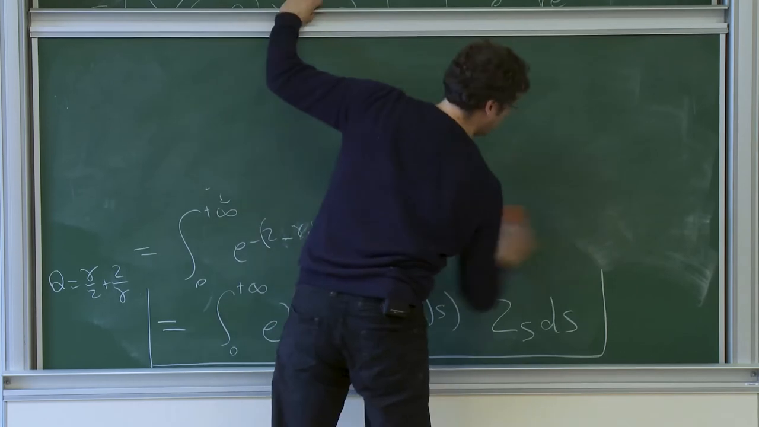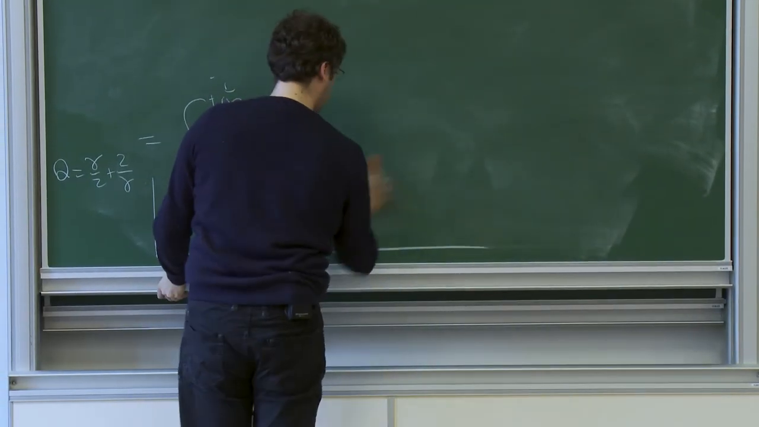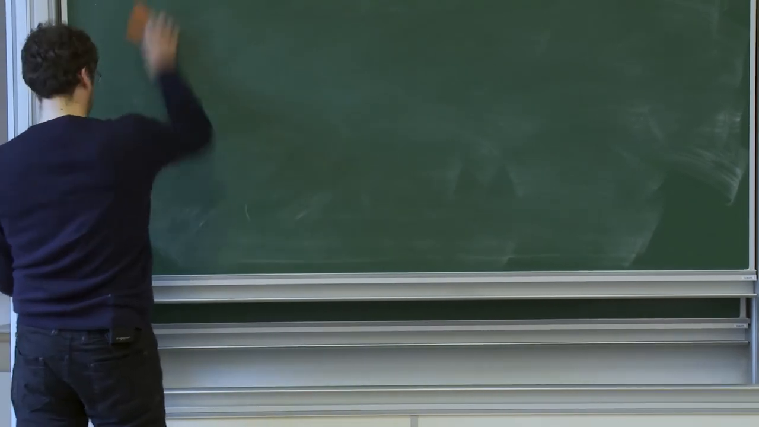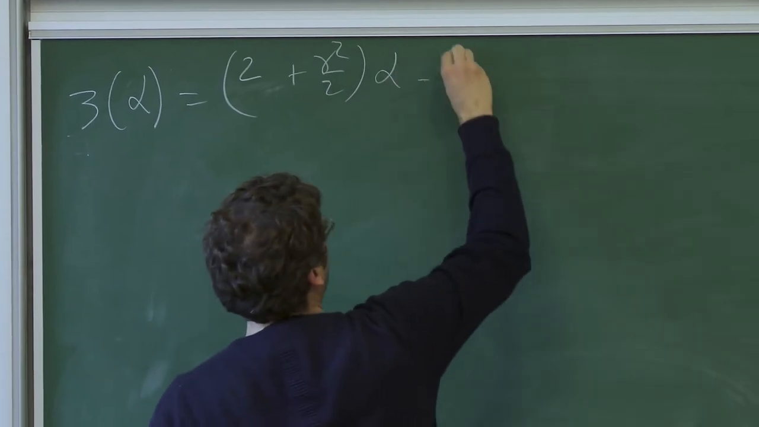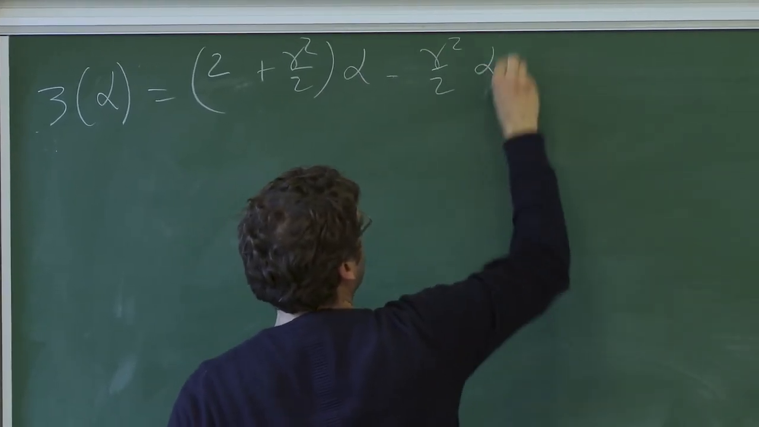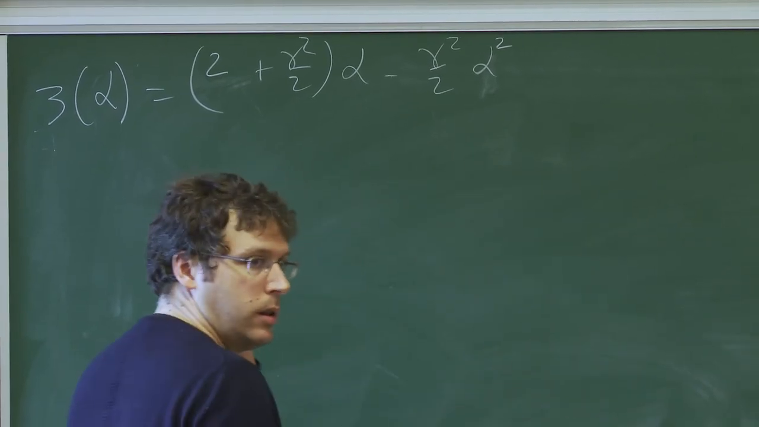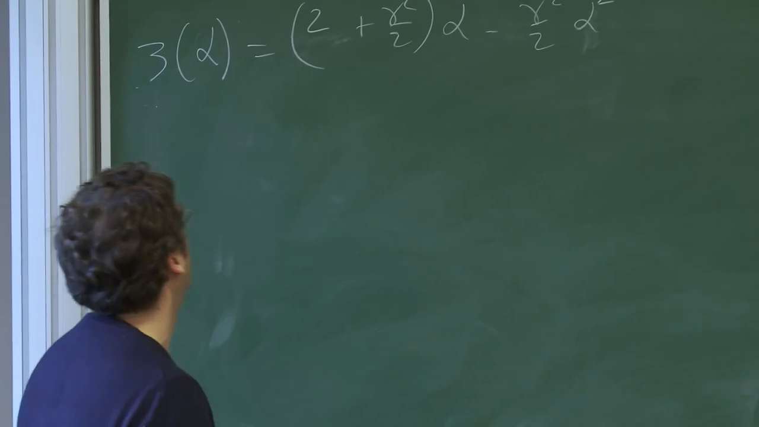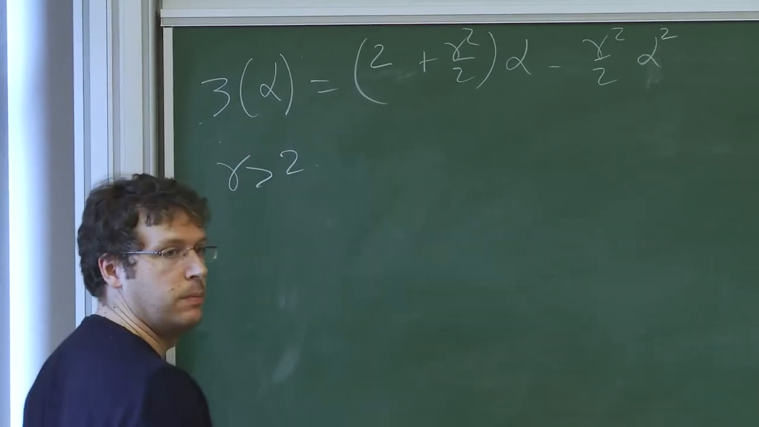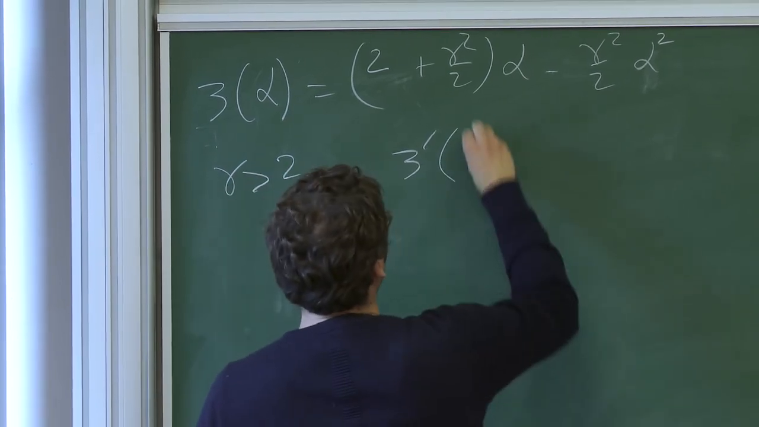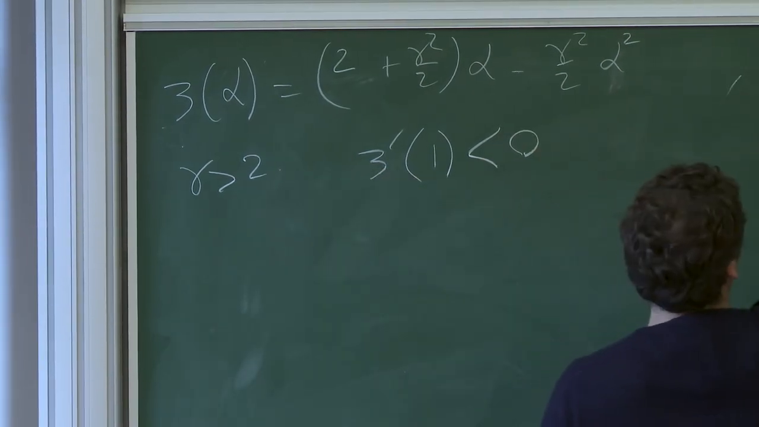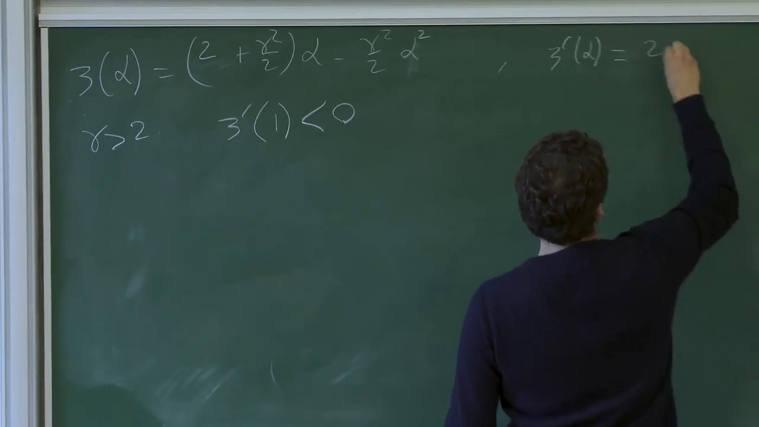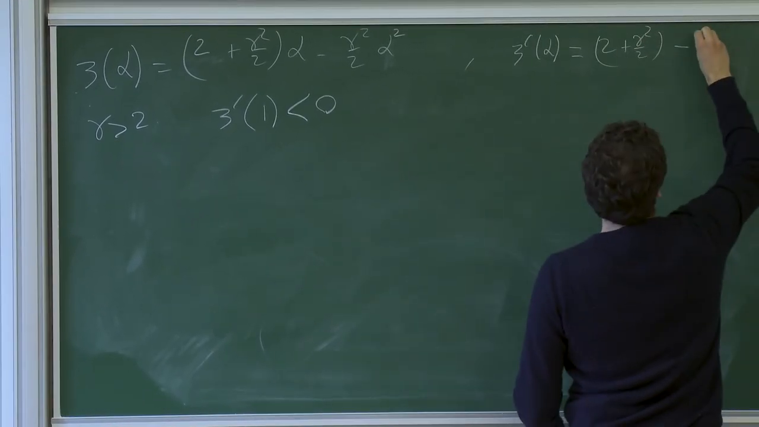Okay. So I've already done some job here. So I introduce zeta of alpha, 2 plus gamma squared over 2, so I introduce my quadratic relation, which is the way the measures, the moments scale around a point when you zoom in. Now, if gamma is bigger than 2, zeta prime of 1 is negative. Okay? So zeta of alpha is equal to 2 plus gamma squared over 2 minus gamma squared alpha.